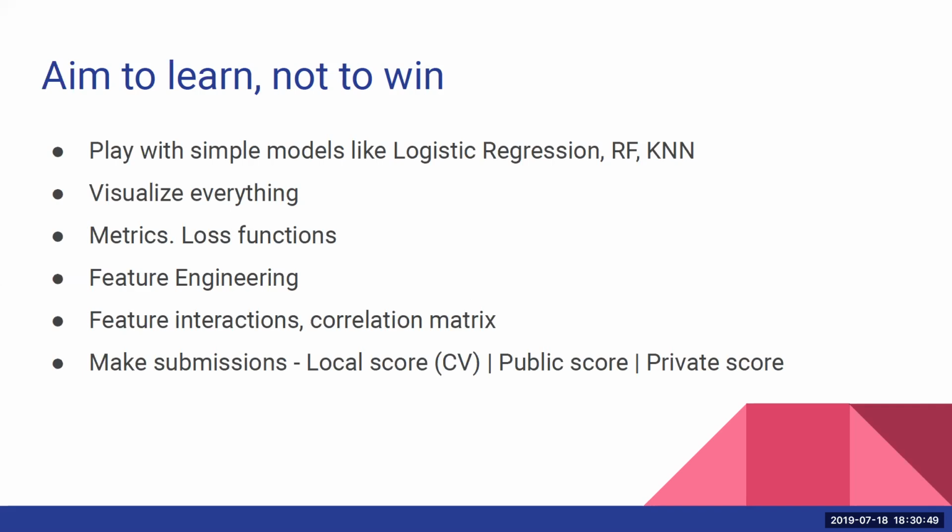But I would say that the rule of thumb is usually to use 90% of your local score, and sometimes 10%, I wouldn't say more than that, of your public score to make a decision if your model is good or not. So trust your local score.